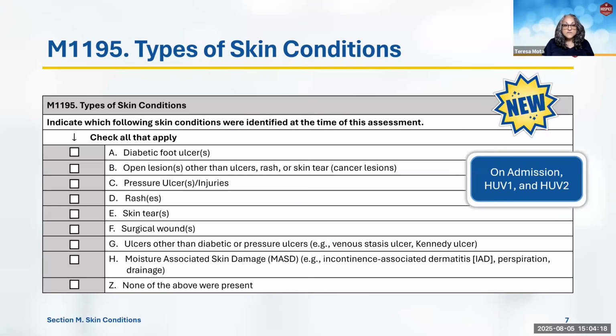This is a snapshot of this item, and this indicates the patient's types of skin conditions, and the intent of this item is to document those types of skin conditions that the patient has. For this item, you'll review the medical record for any ulcers, wounds, or other skin conditions identified, and then you'll check all that apply at the time of the assessment.